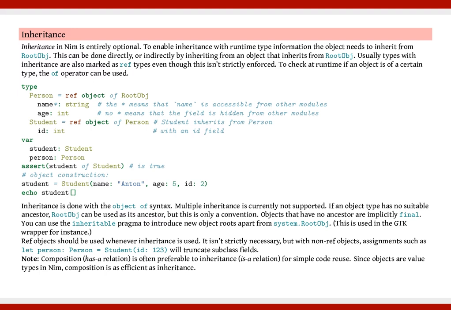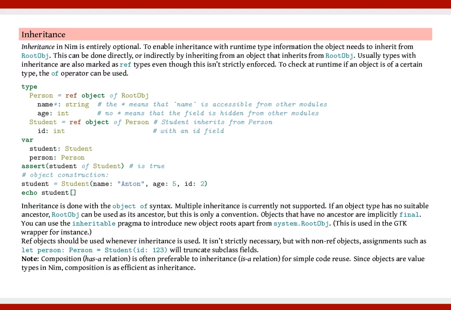Multiple inheritance is currently not supported. If an object type has no suitable ancestor, RootObj can be used as its ancestor, but this is only a convention. Objects that have no ancestor are implicitly final. You can use the inheritable pragma to introduce new object roots apart from system.RootObj. This is used in the GTK wrapper, for instance.